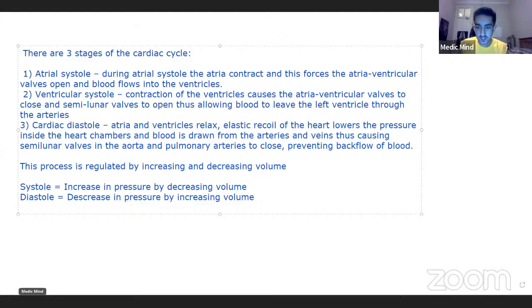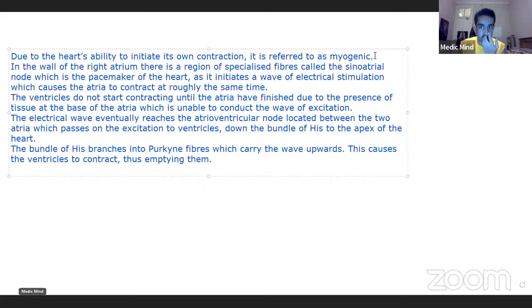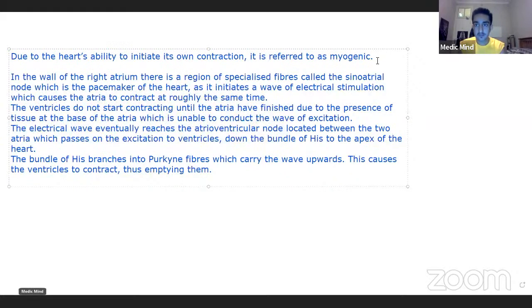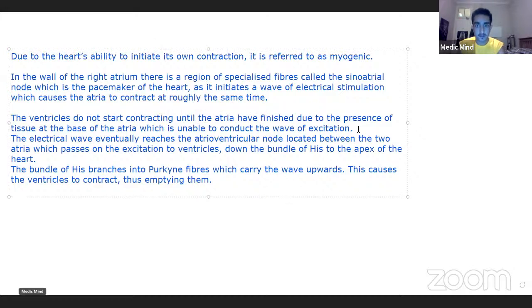Okay, last question is about myogenic conductivity, and we'll quickly touch on that. This is really important because it describes why the atria contract differently to where the ventricles contract. And we can link this to ECGs. So myogenic basically means that the heart can initiate its own contraction.